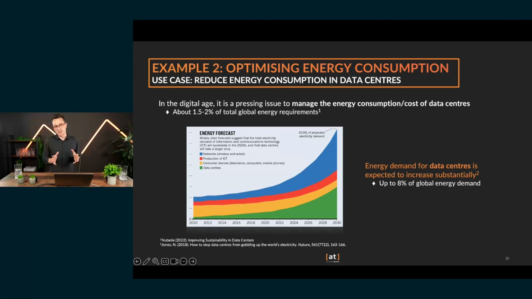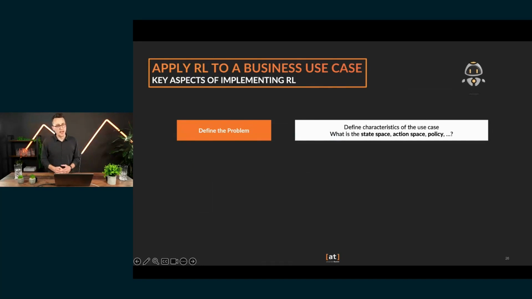So as you can see, this is a very important problem, and it is a very important question of how we can improve that. And reinforcement learning has been shown to be a very powerful tool in addressing that issue. So before we go into the details of that, let's take a quick look at what is the general process of applying reinforcement learning to your business use case. And then we will look at how this is actually done in our energy use case.